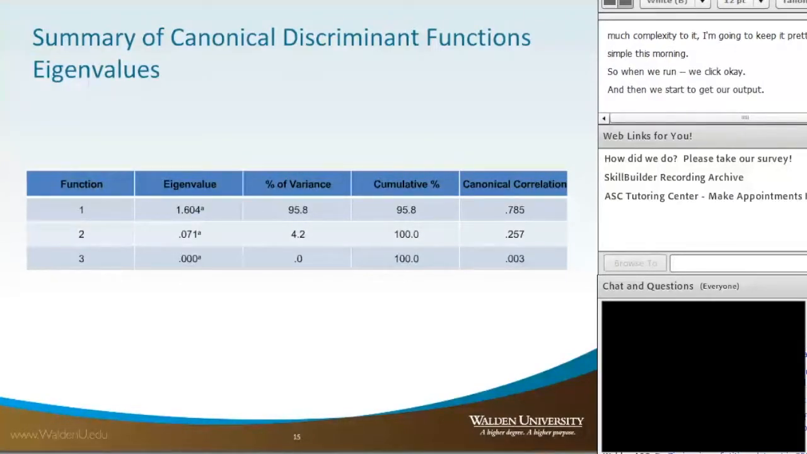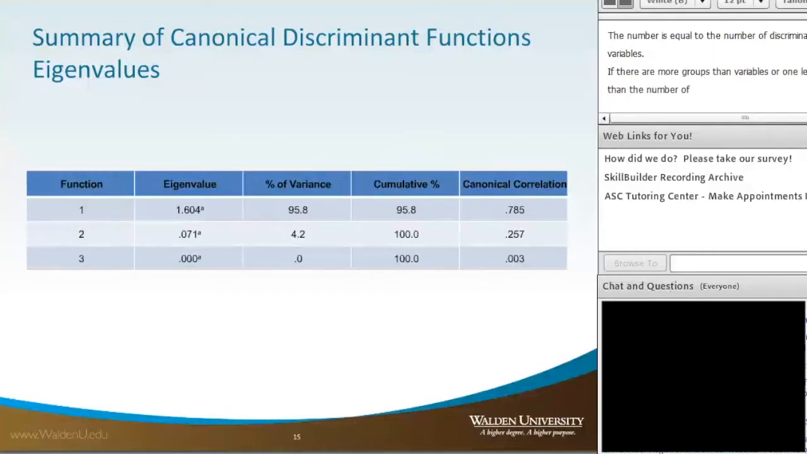The first thing that we'll see here is a summary of the canonical discriminant functions, the eigenvalues. First off, the function indicates the first or second canonical linear discriminant function. The number of functions is equal to the number of discriminating variables, if there are more groups than variables, or one less than the number of groups in the grouping variable.